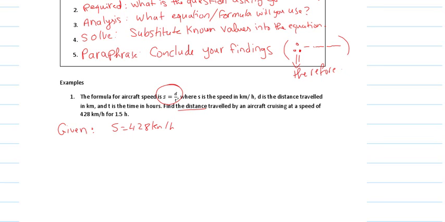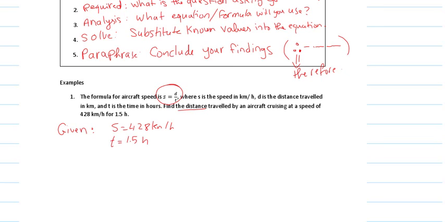What else do I know? Do I know the distance? What am I looking for? The question is asking me to find the distance. I don't know what the distance is. But I know that it was traveling at a speed of 428 kilometers per hour for 1.5 hours. What does that 1.5 hour represent? That's time. So I know that t is 1.5 hours. Okay? So far, I wrote my given information.